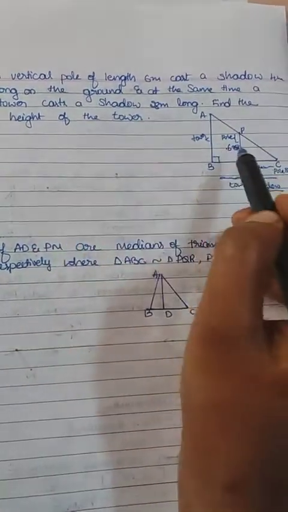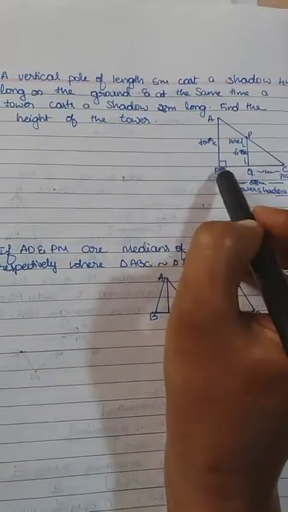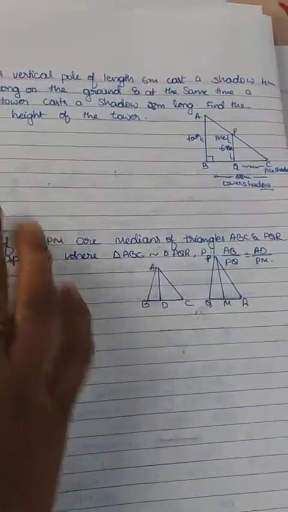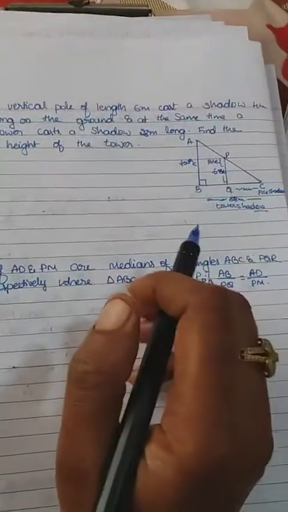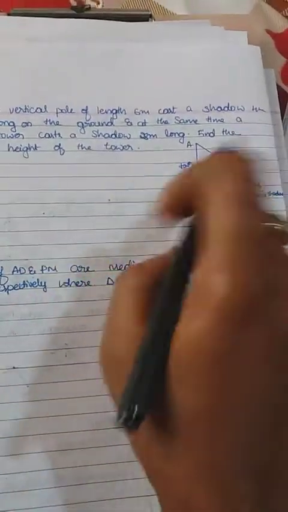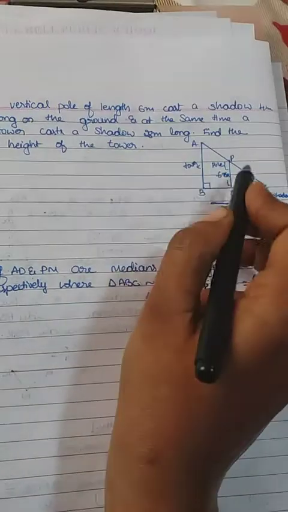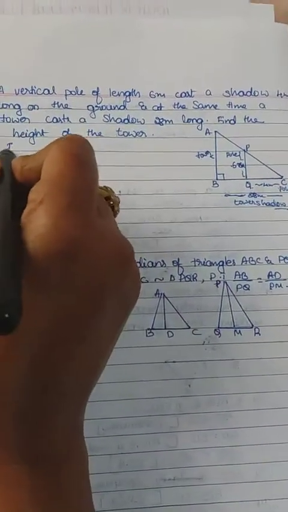Find the height of the tower. We want to find this height, I mean AB height, we want to find out. So if we prove triangle ABC similar to triangle PQC, we can take that the sides are proportional, then we can find AB. First we have to prove that triangle ABC is similar to triangle PQC.